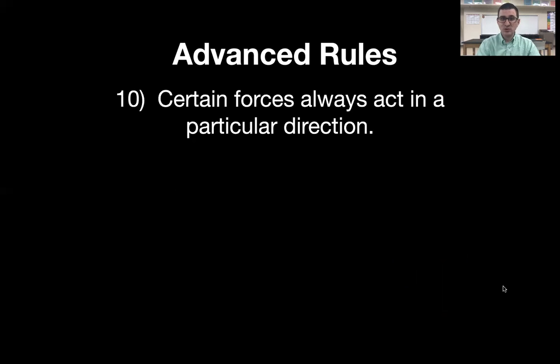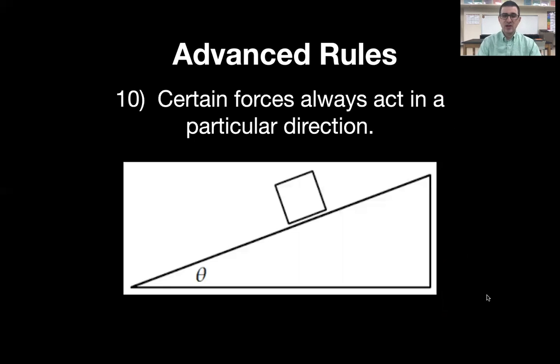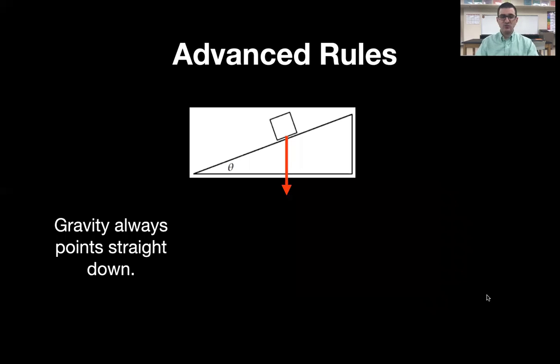And the last rule is that certain forces always act in a particular direction. I'm not going to ask that you do a force diagram for this one because we will focus a lot on this in the next class. I just want you to get the basics, so make sure you get this written down. For example, if we have a box on an incline, the most important thing to always remember is that force of gravity is always, always, always straight down towards the center of the earth.